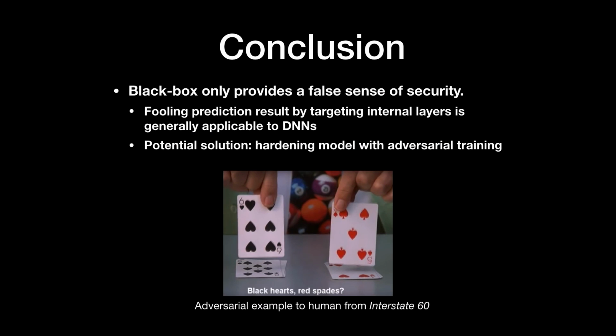Now, let's come to the conclusion and the takeaways of this talk. We argue that black box only provides a false sense of security, and fooling the prediction result by targeting the internal layers is generally applicable to deep neural networks. We call for efforts to harden the models with adversary training. That's pretty much the talk. I'm open to questions.